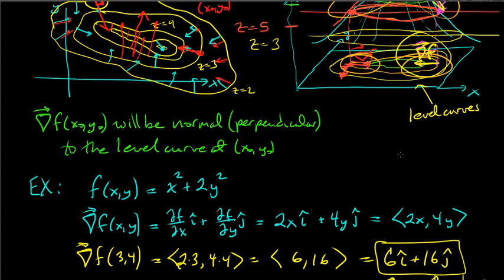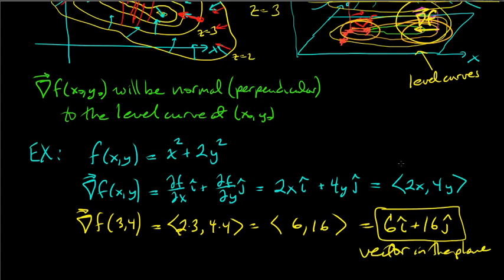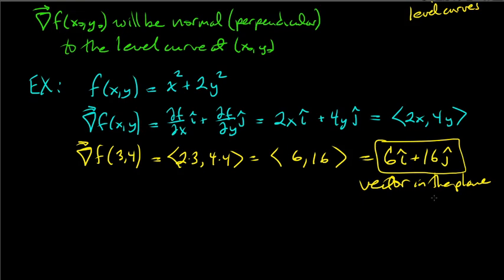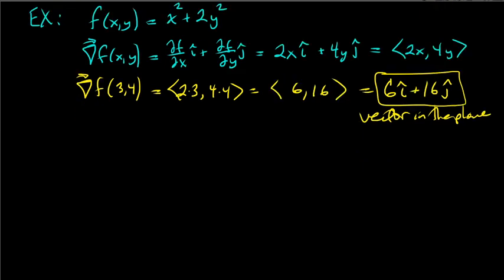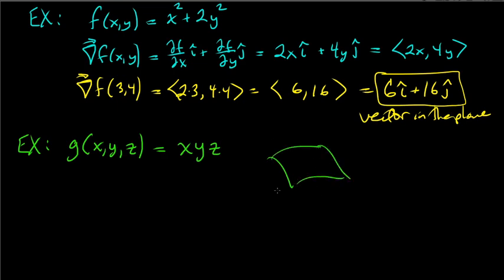So the gradient points in a direction in the xy plane. It's not a vector in space. Unless you have an example like this. Let's suppose g is a function of x, y, and z, and let's just make it xyz. Now remember, this is not a surface in space anymore. This is a three-dimensional volume in four-dimensional space. So I can't graph that. We're not going to graph this.